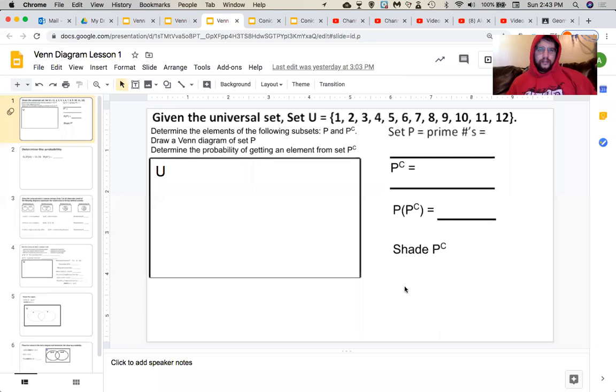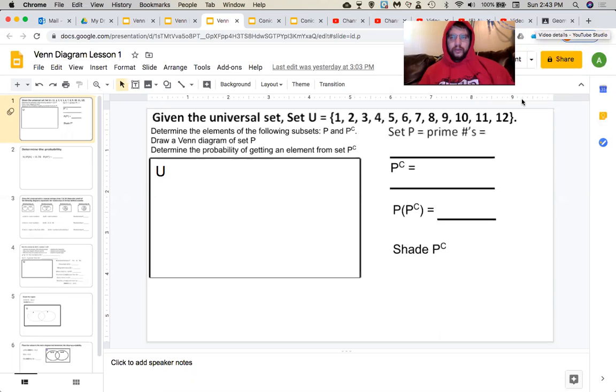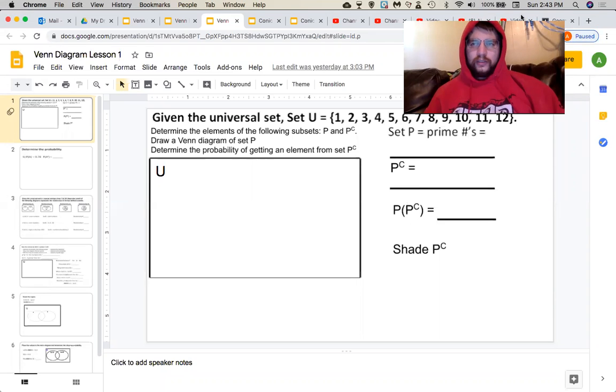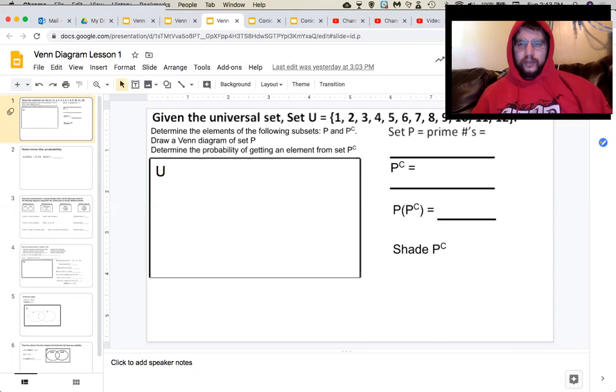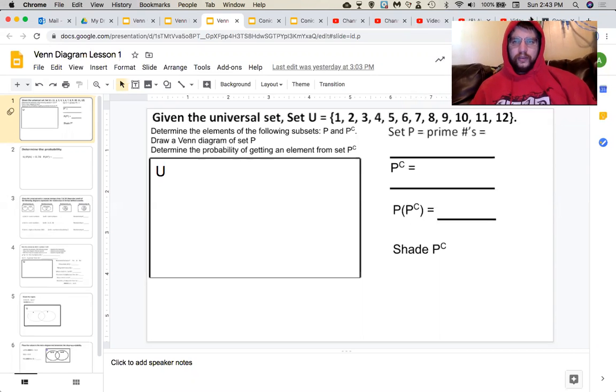Hey class, this week we're looking at Venn diagrams. So we're continuing probability. Mikey made the lesson for us, so I'm just going to go over how to work these problems on Google Slides. It requires some dragging and dropping and some filling, so Google Slides makes more sense this week. So let's just jump into it.